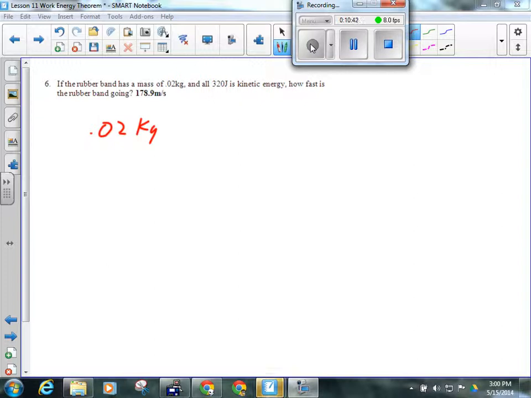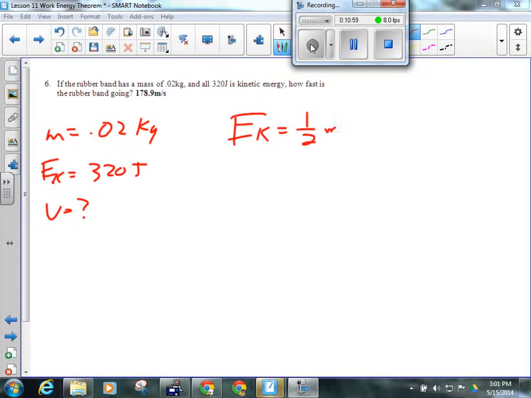Okay, so we've got mass here, we've got EK is 320 joules. How fast is the rubber band going? So we're looking for V. Well, if I've got EK and V, I'm looking for V, this isn't a work question, it's just an energy question. Right? I know all but one of those. I don't know the speed. So I manipulate for V.